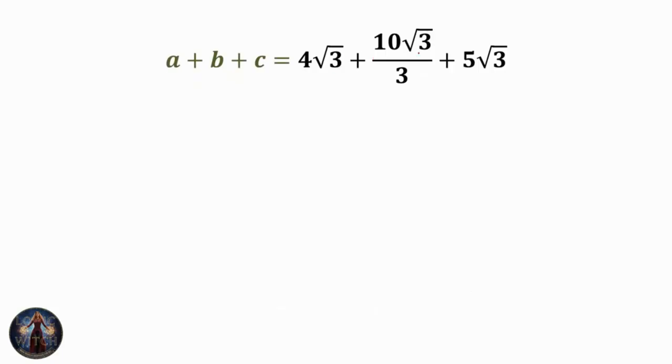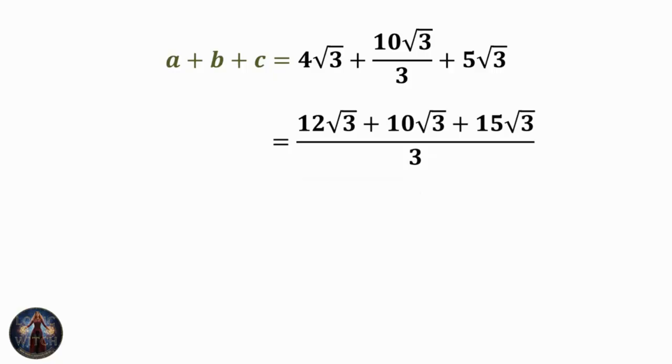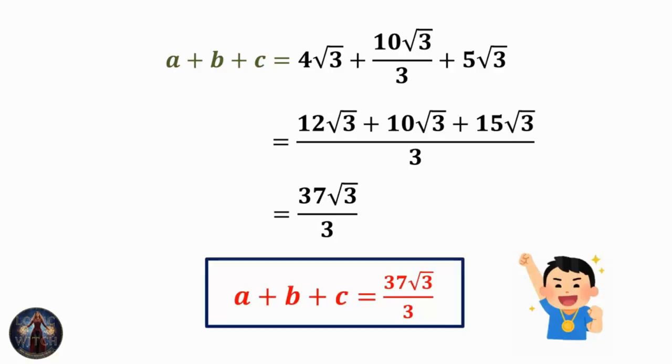Now adding a plus b plus c will give us a plus b plus c is equal to 4 root 3 plus 10 root 3 upon 3 plus 5 root 3, which on simplification by taking the LCM will give us this expression. Combining all these terms, we'll get 37 root 3 by 3. So finally we got the value of a plus b plus c.